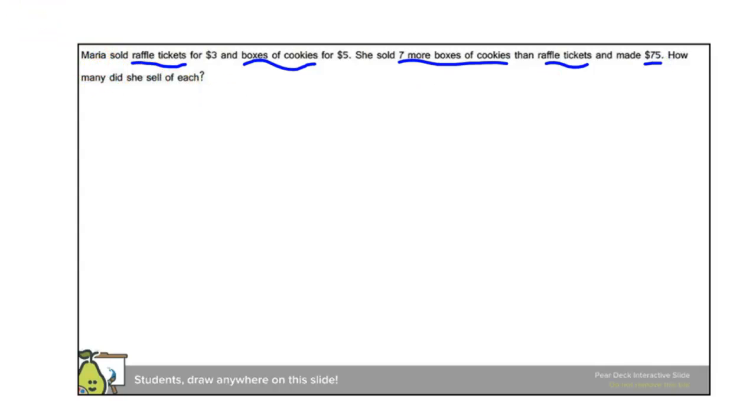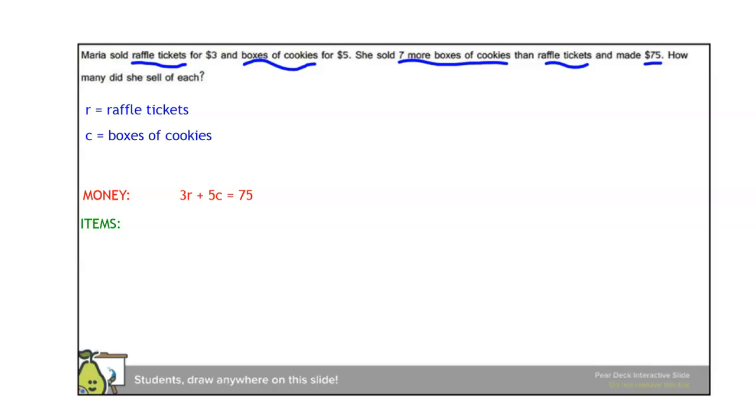So let's set our variables first. All right, we have R as raffle tickets and C as cookie boxes. So I have $3 raffle tickets and $5 boxes of cookies and a total of 75. So the first equation that we're going to write is the equation about money. So 3R plus 5C, 3R because $3 per raffle ticket, 5C, each cookie box is $5. That's equal to $75 in total. Next, we're going to talk about how many items there were. So I guess we'll call that items is the next equation.